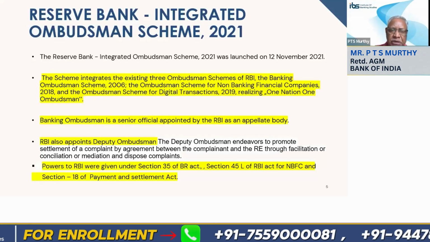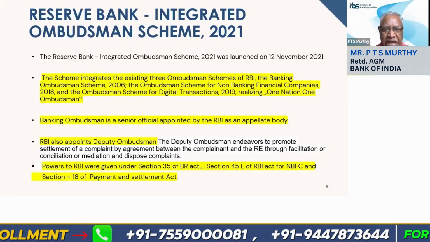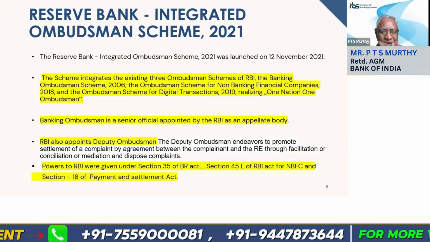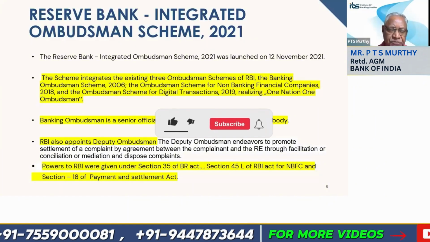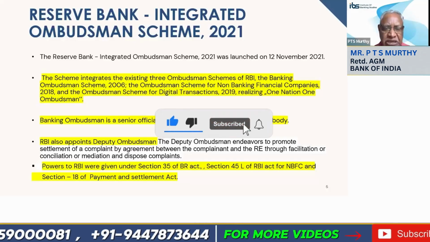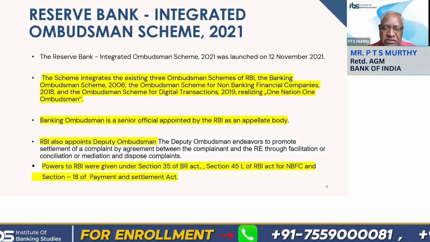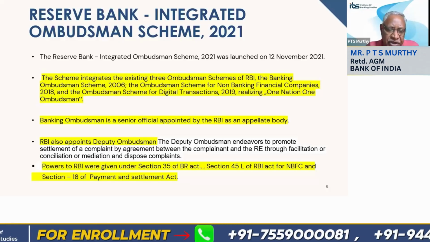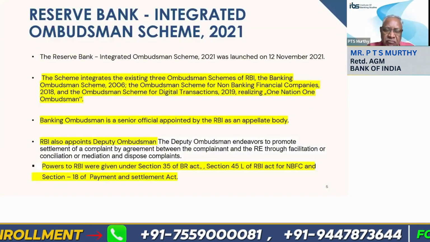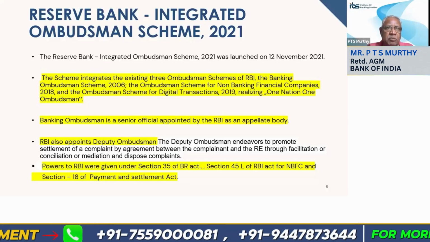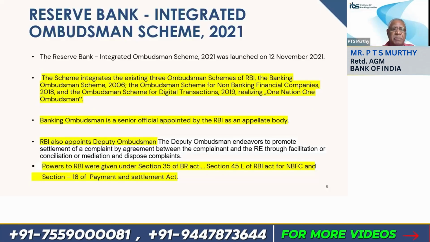Now, in 2021, Government of India passed a new scheme called the Integrated Ombudsman Scheme 2021. Prior to this in 2021, there were different types of ombudsmen: one for banking services, one for non-banking financial companies, NBFCs, and another for digital transactions. Almost all three were dealing with financial services, and all of these are also controlled by Reserve Bank of India. So it was decided by Government of India, why not have one ombudsman for all these financial services? The concept was one nation, one ombudsman. This was the concept with which the Integrated Ombudsman Scheme came up in 2021.